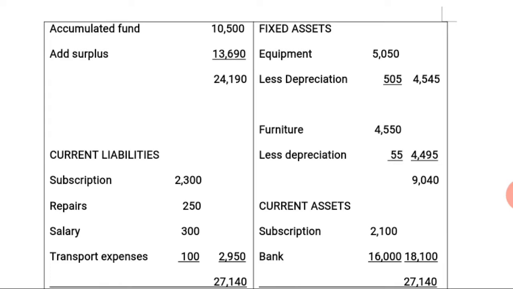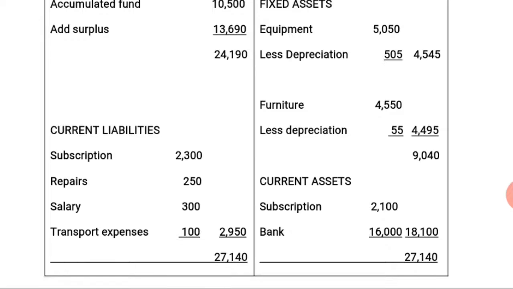In the case of the furniture, we have the furniture bought in the receipt and payment account, 3,000 naira, to be added to the furniture that we have in additional information number 1, which stood at 1,550 naira. So 3,000 naira plus 1,550 naira, you have the total furniture of 4,550 naira. Then you less the depreciation of 55 naira. So you have the net book value of 4,495 naira.